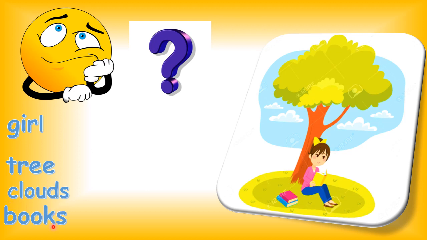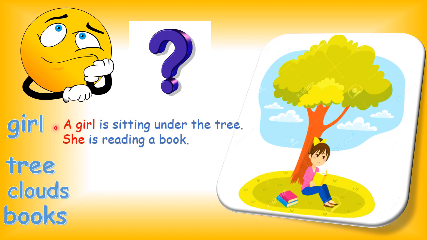Children, remember one thing. In a sentence, the one about whom we talk is our subject. So here, girl, tree, clouds and books are going to act as subjects. Now we are going to add a predicate to these subjects to form a sentence. Let's start with girl. The subject is about whom we talk in a sentence, okay, dear? And the predicate is giving information about the subject.